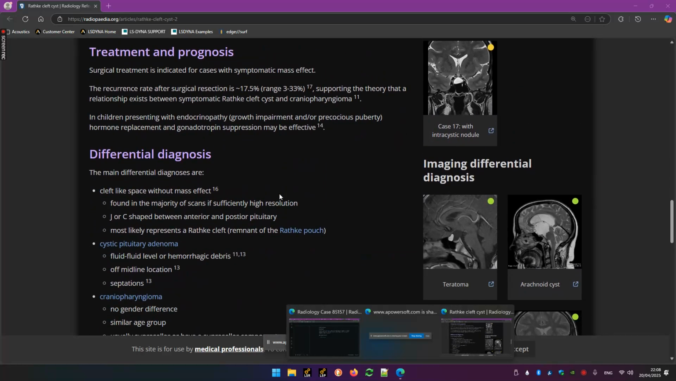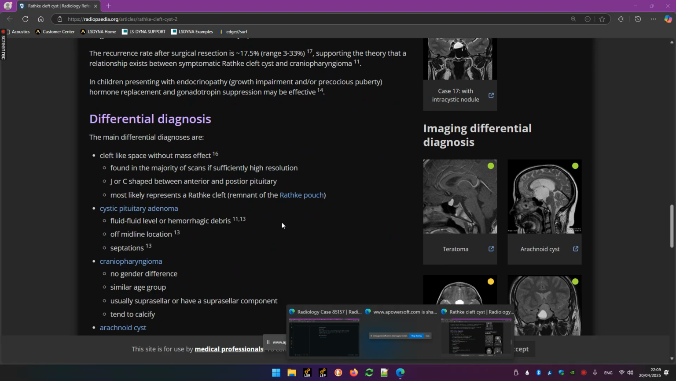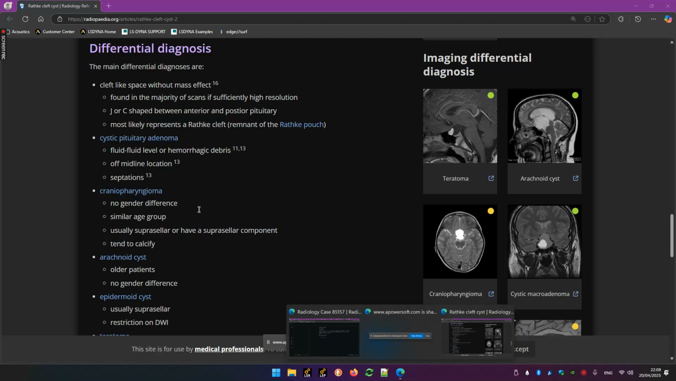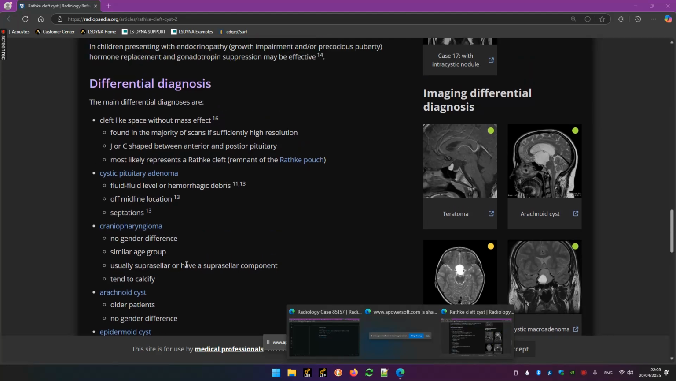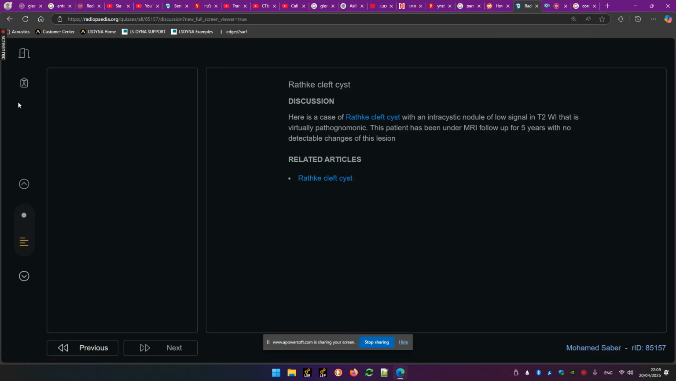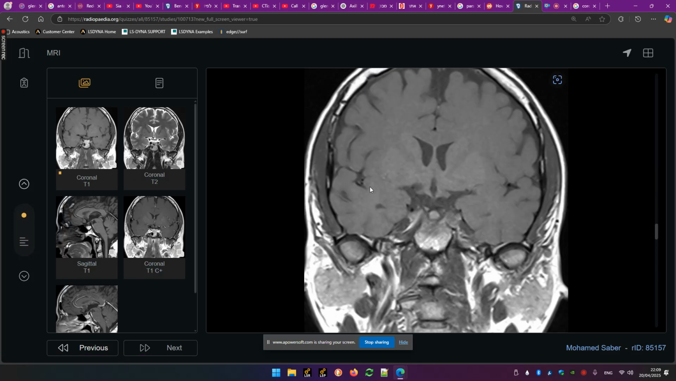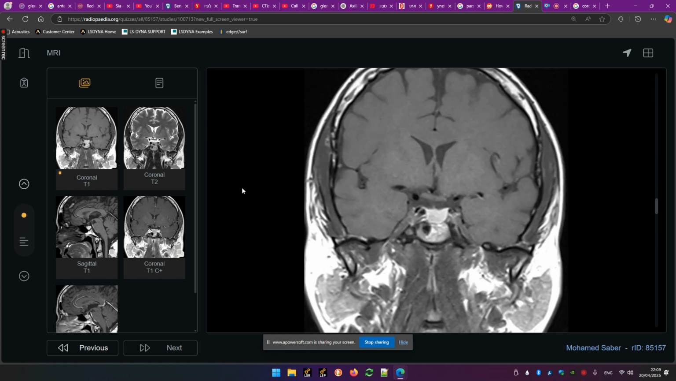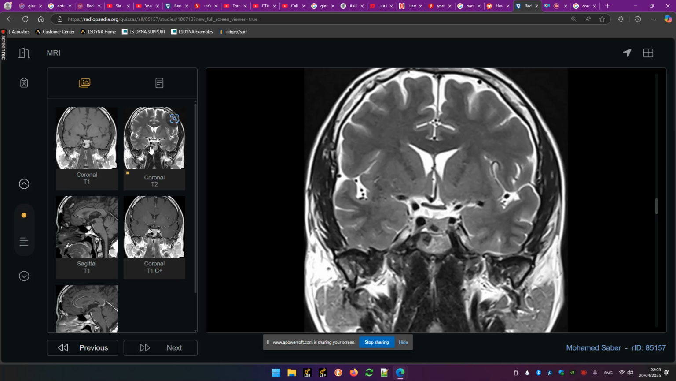And treatment: surgical treatment is indicated for cases with symptomatic mass effect. The recurrence after surgery is 17.5%. Symptomatic Rathke cyst and craniopharyngioma. Endocrinopathy, growth impairment, and precocious puberty, hormone replacement, and gonadotropin suppression may be effective. You can see the differential: teratoma, epidermoid cyst, arachnoid cyst, craniopharyngioma, cystic pituitary adenoma, hypointense on T2, hyperintense on T2, hypointense, and hyper on T1.